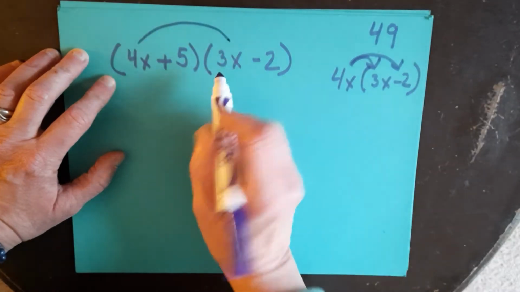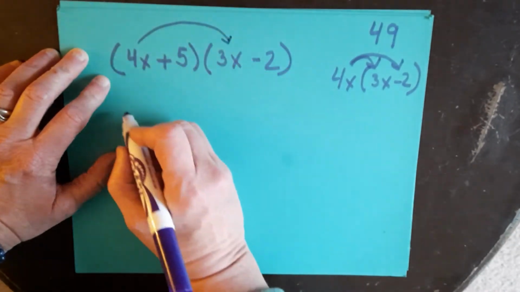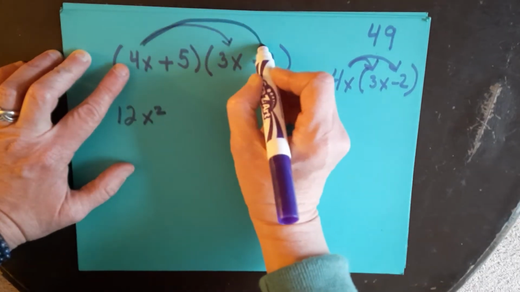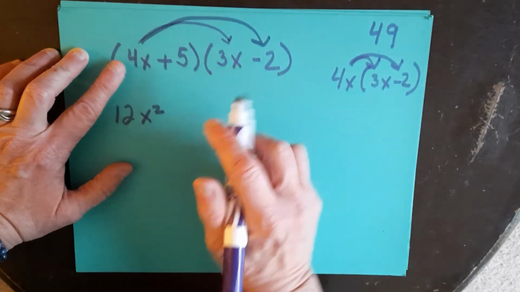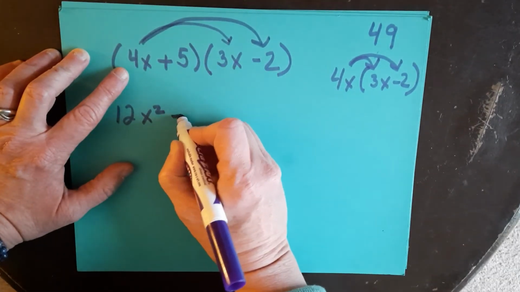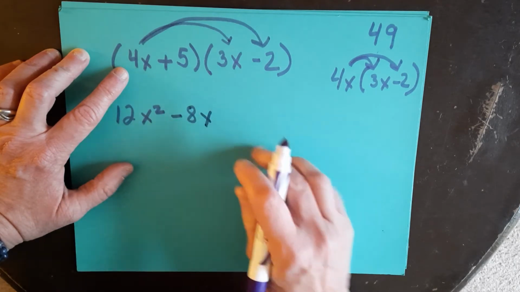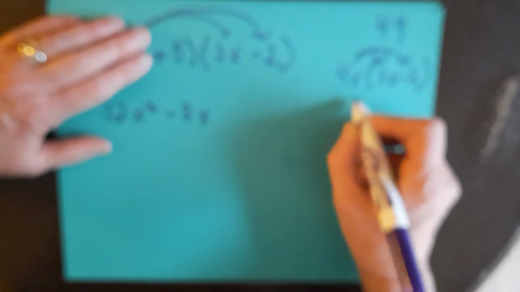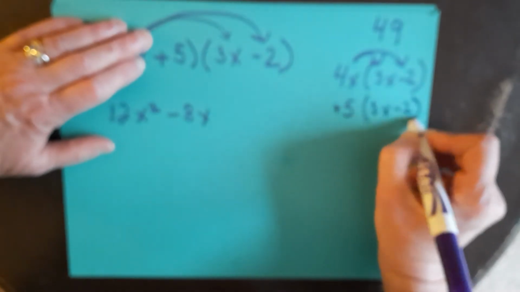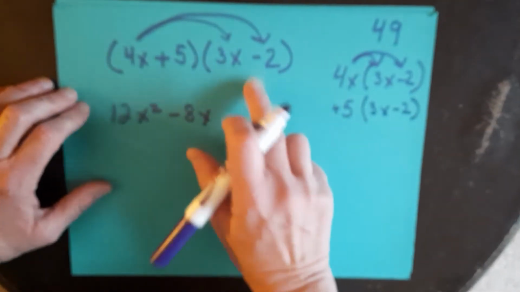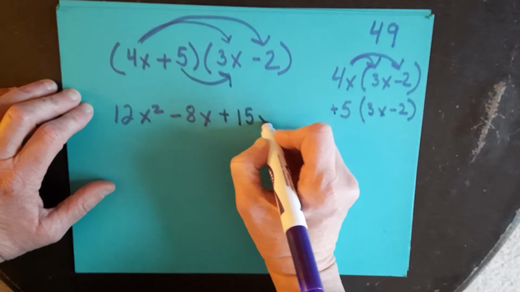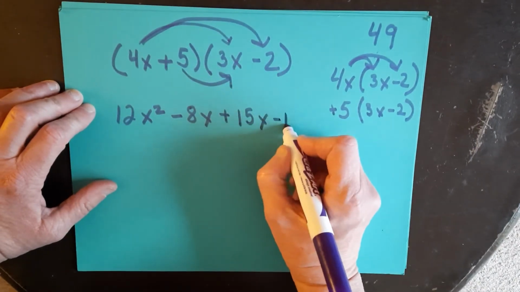We're going to first take the 4x and multiply it by 3x, and that gives us 12x squared. Then we're going to take the 4x and multiply it by minus 2. Remember that sign. So 4x times minus 2 is minus 8x. Now we still have this plus 5 that we didn't do any multiplication with. So now we're going to look at the problem as if it was just the plus 5 times 3x minus 2. So we distributed the 4x first. Now we're going to distribute the 5. 5 times 3x is positive 15x. 5 times negative 2 is negative 10.